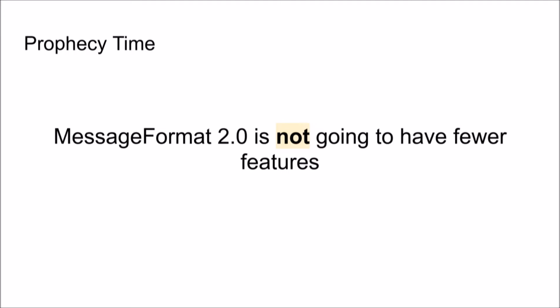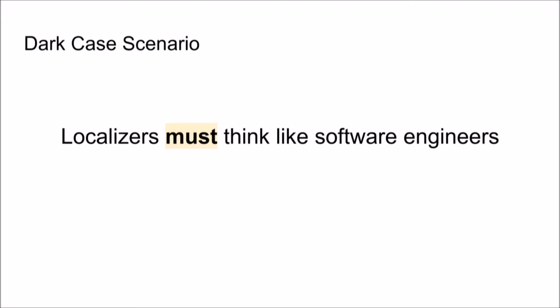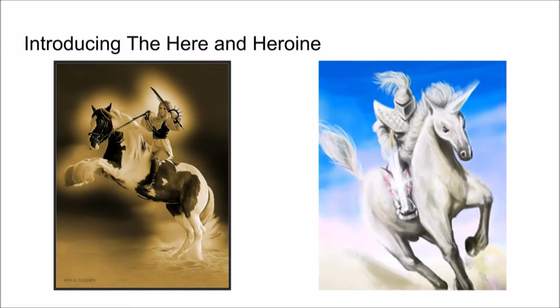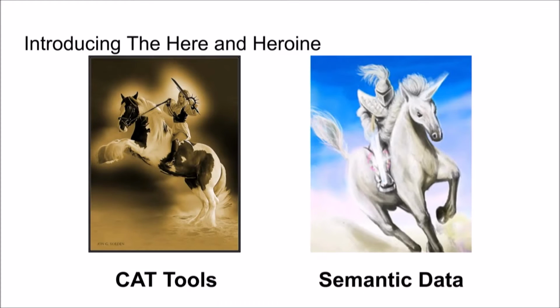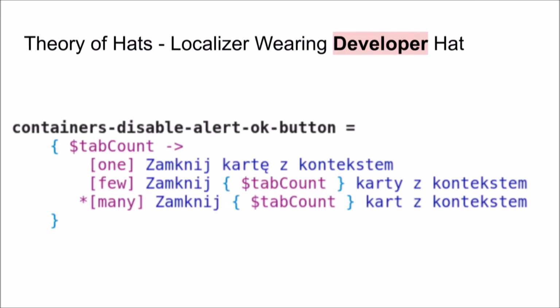Since it's not going to make it easier for a localizer, we want to avoid the dark case scenario where localizers must think like software engineers when they localize. So we have two heroes. One is CAT tools that can save us, and the other is semantic data that we can provide between the developer, the localizer, and the tool.